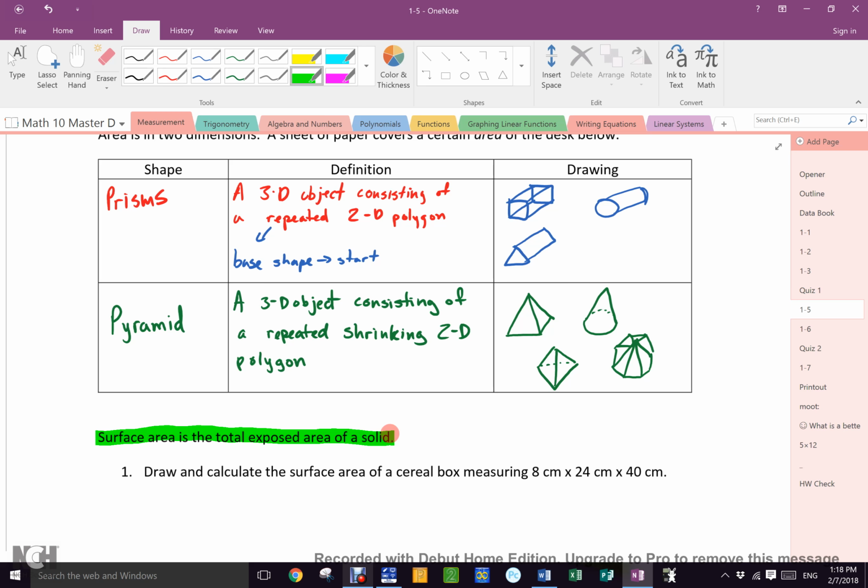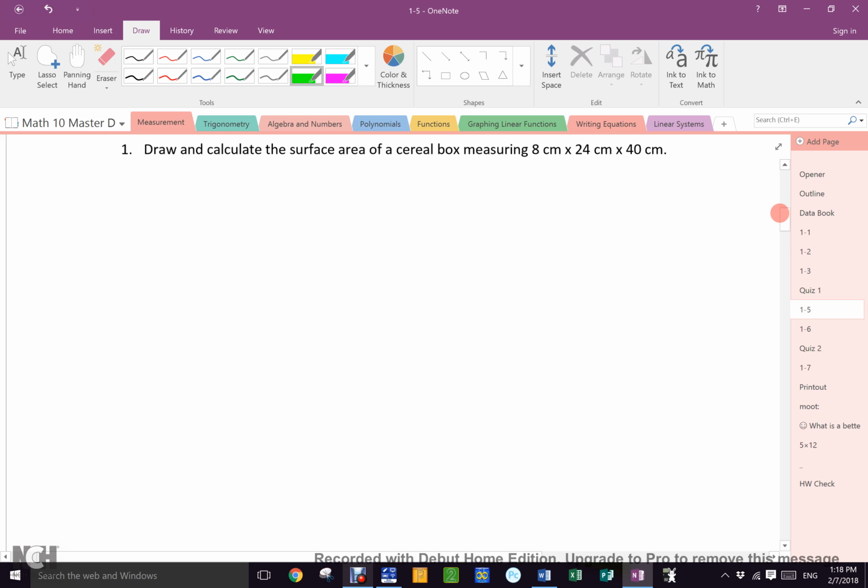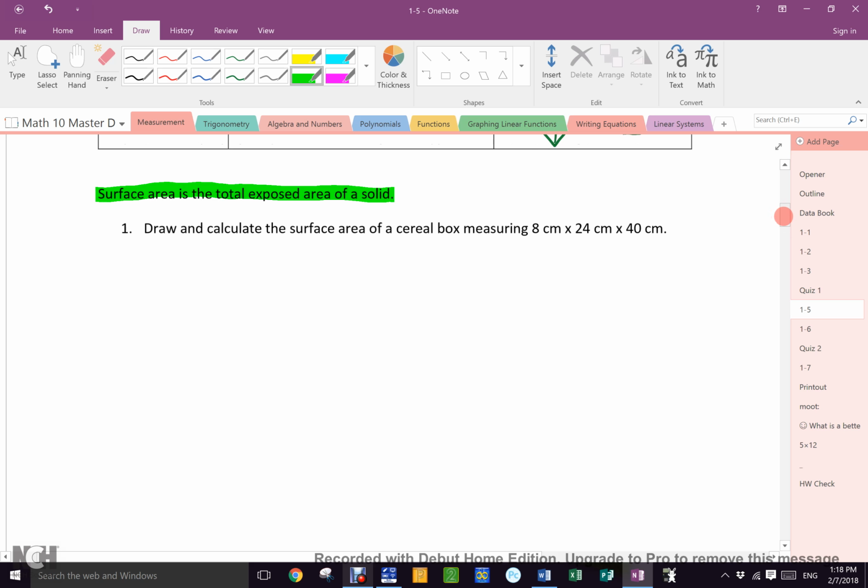All right. Next thing we're going to do is we're going to do exactly what this says. We're going to draw and calculate the surface area of a cereal box. Well, we all know what a cereal box looks like. Is it open or closed? It has a rectangle out there where the cereal is named. We're going to name it Matty-O's because that's my name and I'm in charge. And Cheerios sounds awesome.